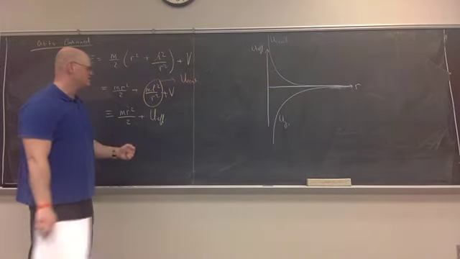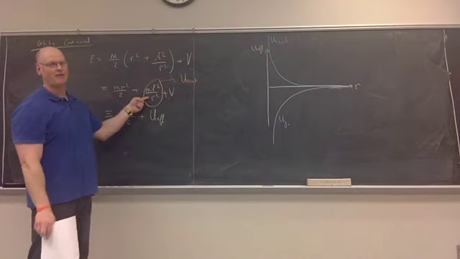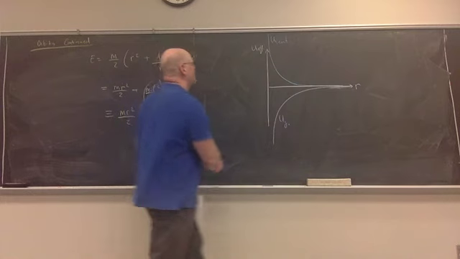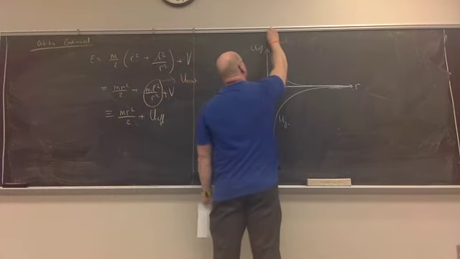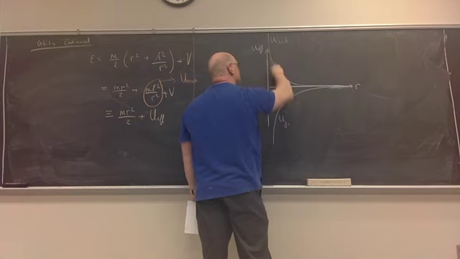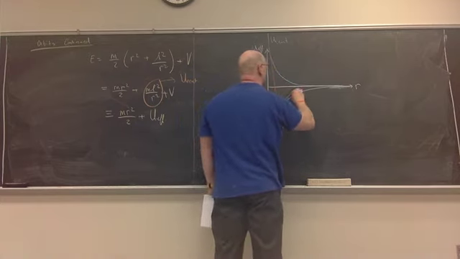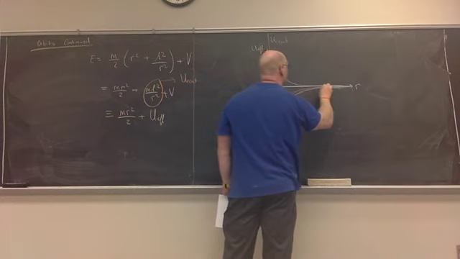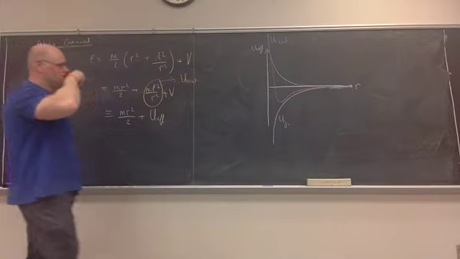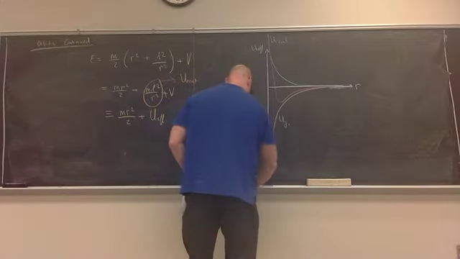However, for short distances, since this goes as 1 over r and this goes as 1 over r squared, the centrifugal term is going to be dominant for short distances. Which means my total effective potential is going to follow the centrifugal for the short distances, come down, and then start to follow that of the gravitational potential for large distances. So my total effective potential has this potential well in it.